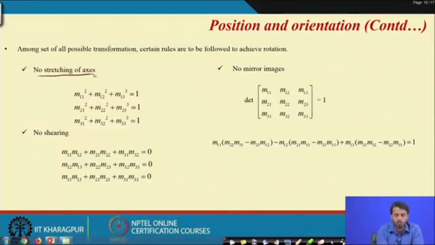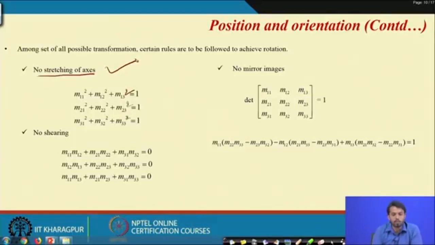First is no stretching of axis. In the previous slide you saw that M11, M12 and M13 represent the transformation matrix along with M21, M22 and M23. For no stretching of axis, you should follow this property: M11 square plus M12 square plus M13 square is equal to 1. Similarly, M21 square plus M22 square plus M23 square is equal to 1, and M31 square plus M32 square plus M33 square is equal to 1. So, this property is for no stretching of axis.